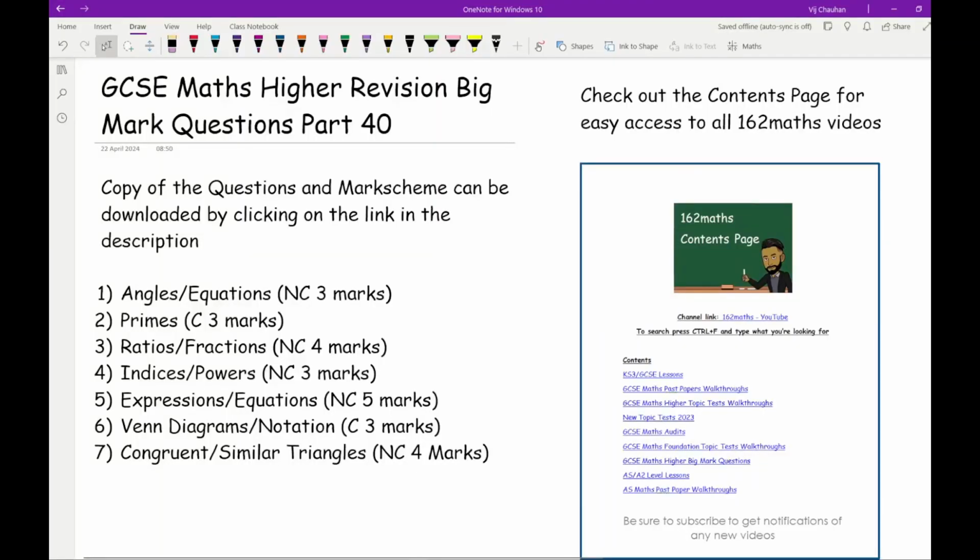Now before we get started working through these questions, it's really important that you are fully confident in the topics you can see in these questions. As these are big mock questions, you're going to need to know your knowledge of each of these to find these questions even remotely approachable. If you're not sure about any of these topics you can see on screen, then feel free to check out the 162 Maths contents page, which goes through each of these topics in greater detail.